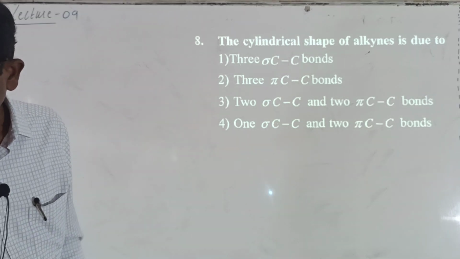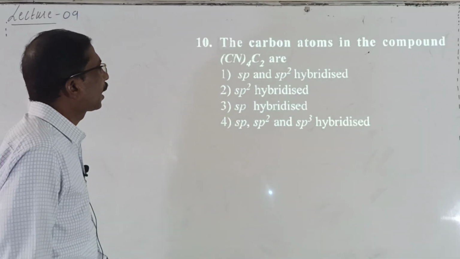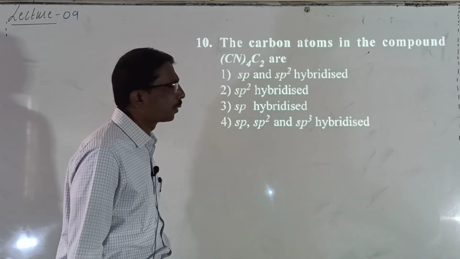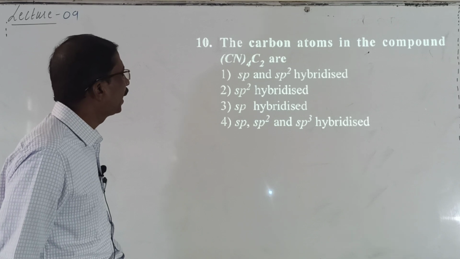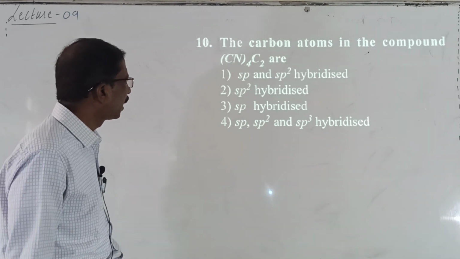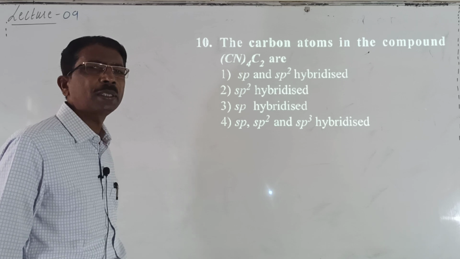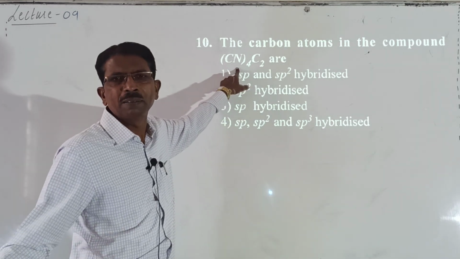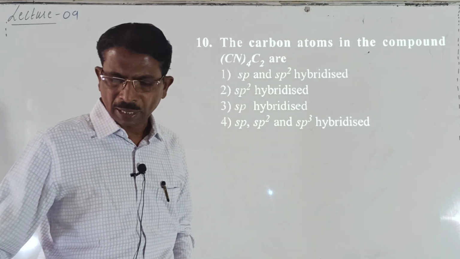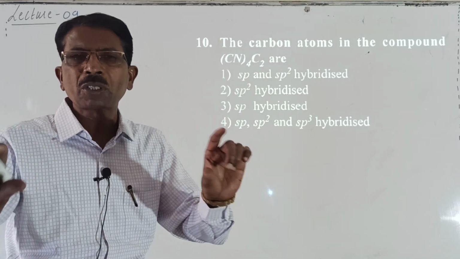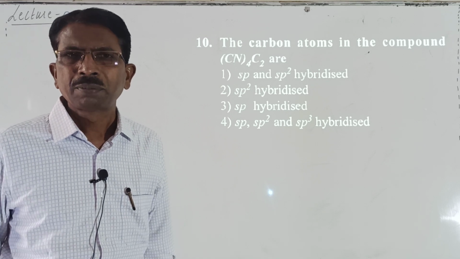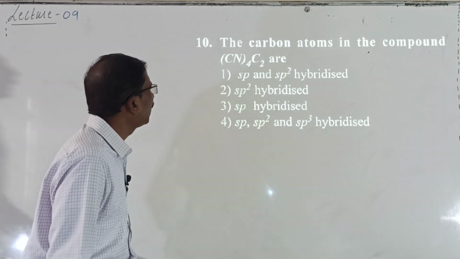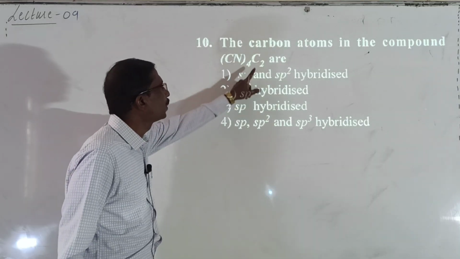Then, the carbon atoms in the compound C4N4... C2 are sp and sp2 hybridized, sp2 hybridized, sp hybridized, or sp, sp2 and sp3 hybridized. Look here, this compound should be written openly. So you have to write the structure, then only you come to know the bonds, hybridization and type of sigma and pi bonds.